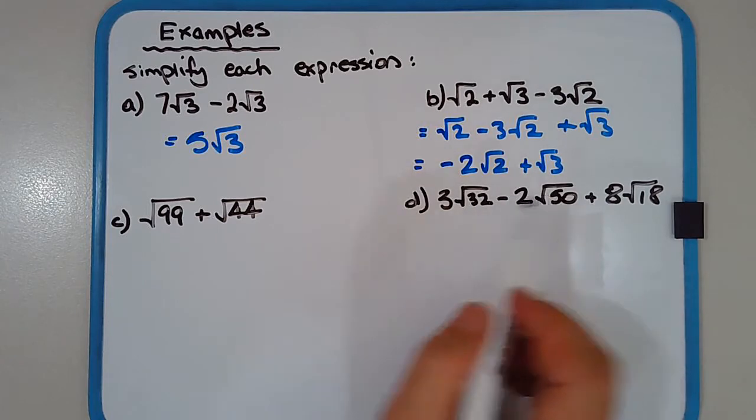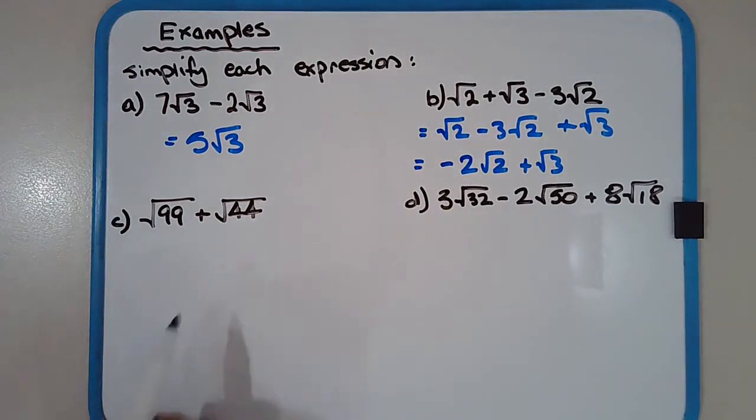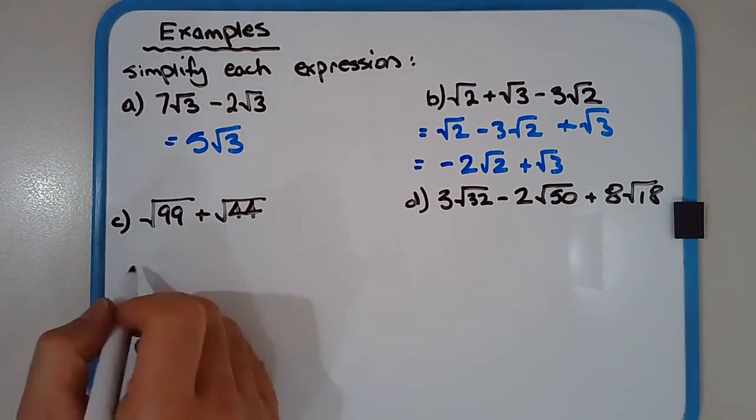What about part C? Root 99 plus root 44. This one on the surface looks like it cannot be combined. They look like unlike terms. However, if we simplify both of these surds, we might be pleasantly surprised that in fact it could be simplified.